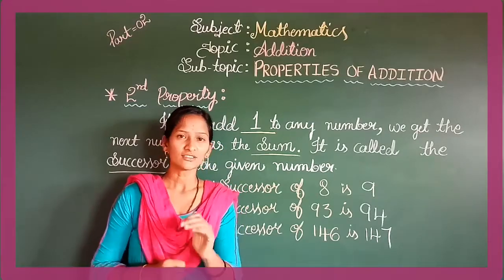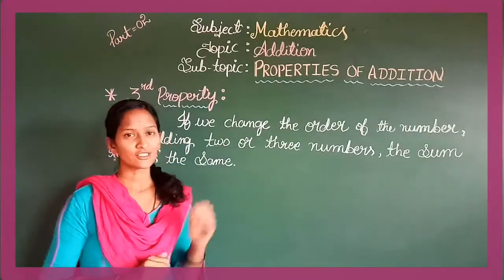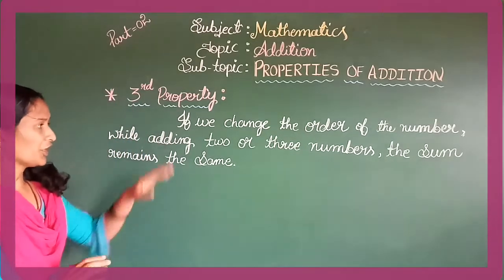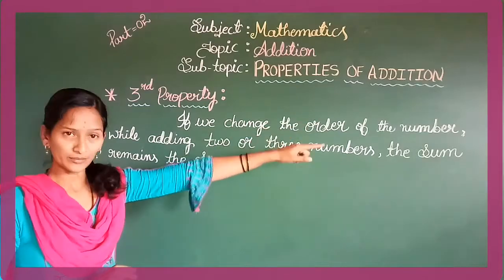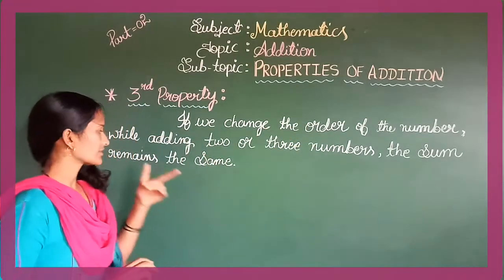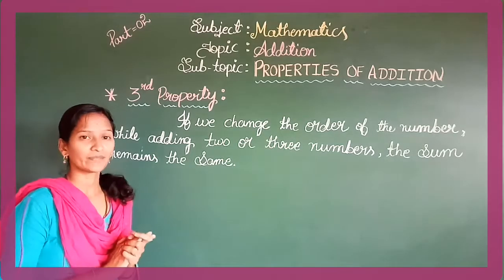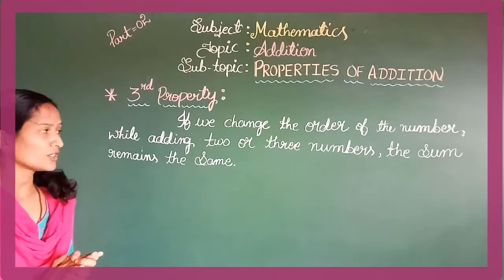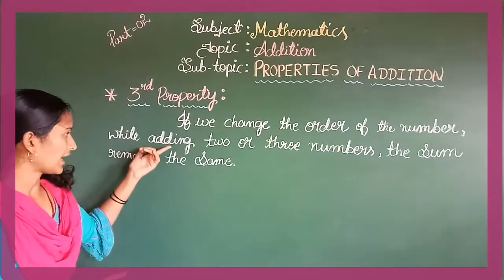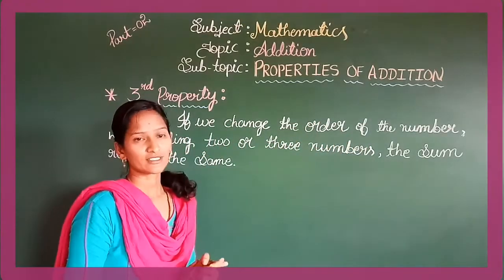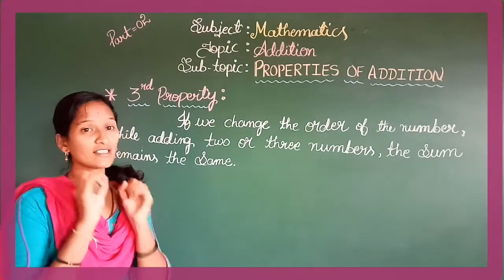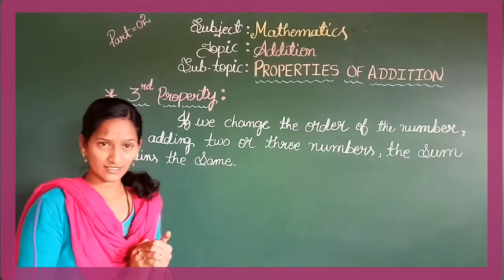Now I will move to the third property. Students, so this is the third property. I am reading, all of you listen here. If we change the order of the numbers while adding 2 or 3 numbers, the sum remains the same. So what does it mean? The sum, the answer, remains the same in both cases.